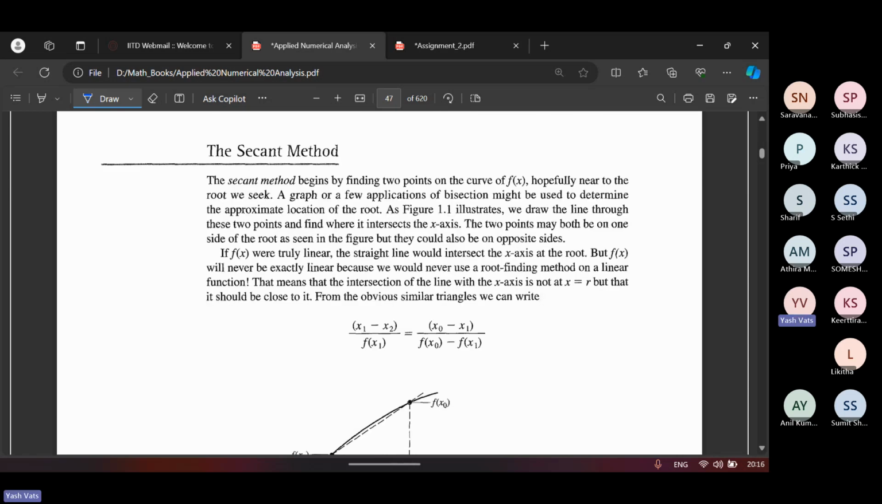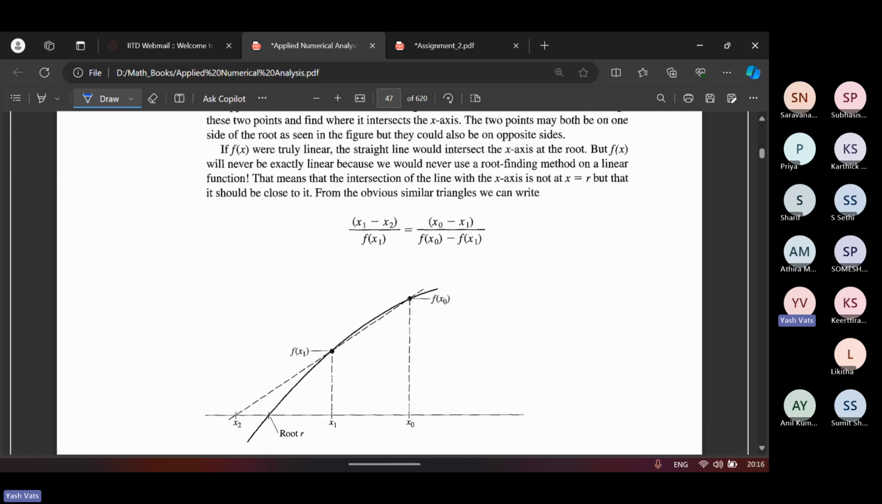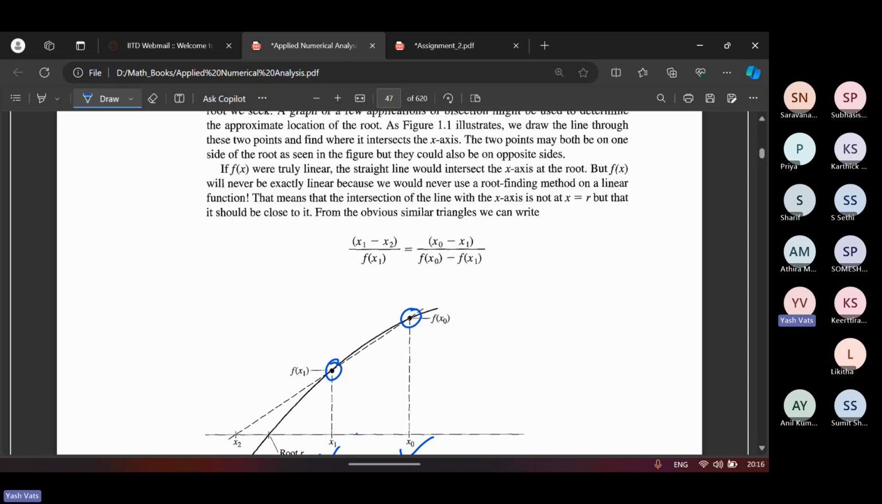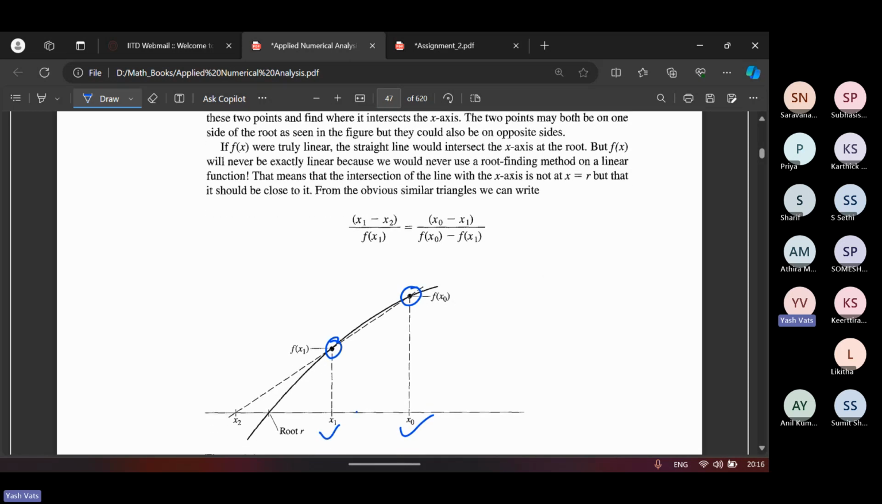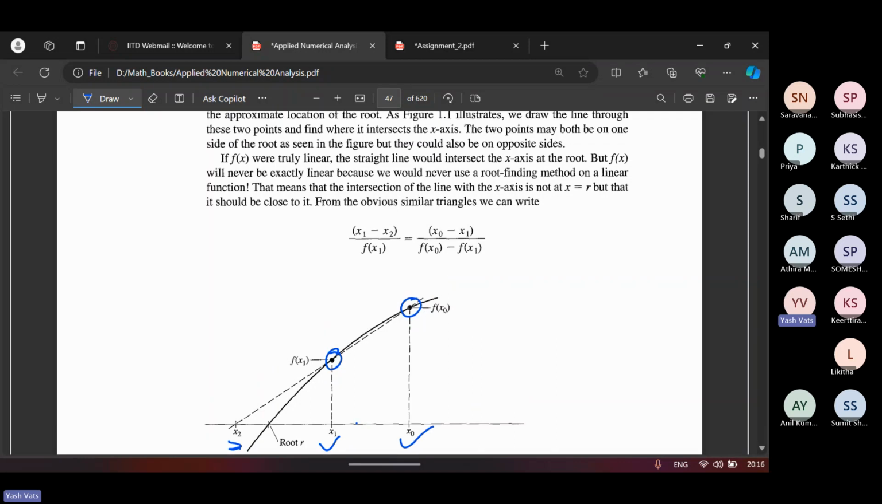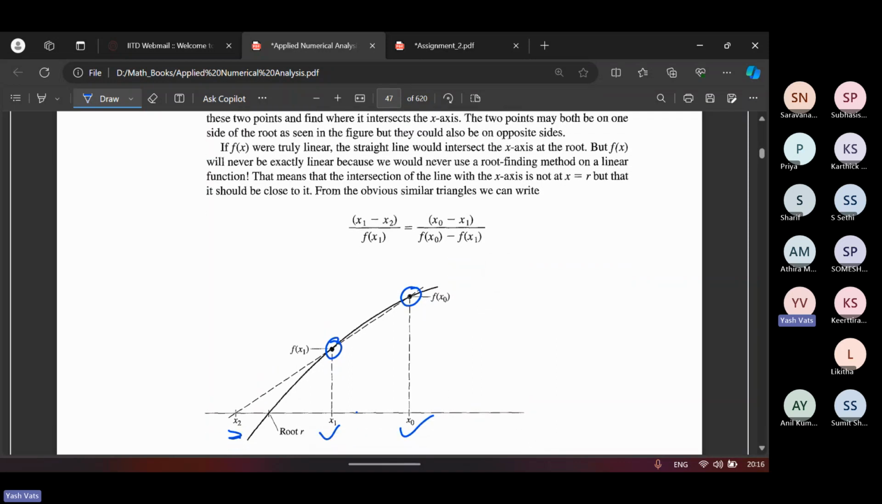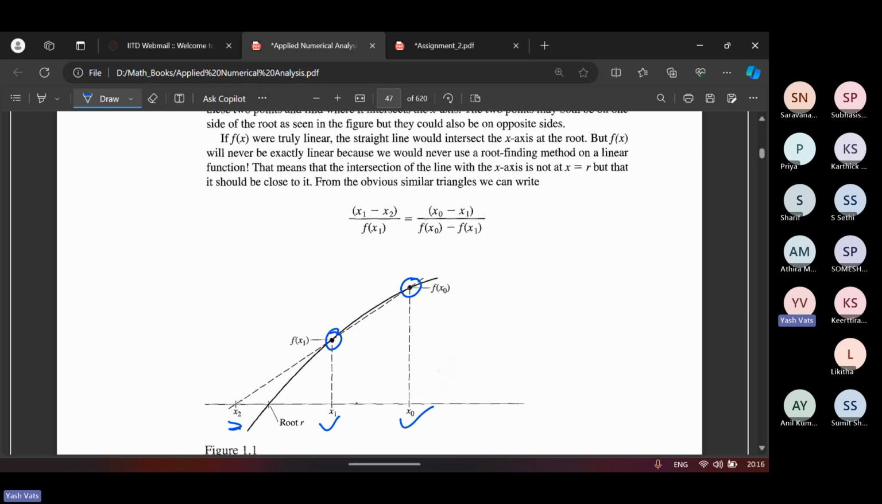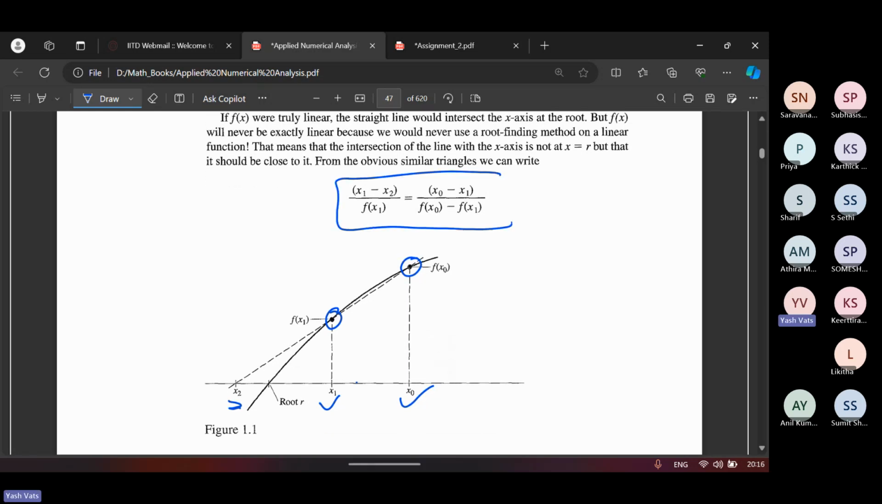We just start with any 2 points, first 2 points, say x naught and x1. On the curve of the function, we take the value of the function at 2 points, pass a line through them, and see where it cuts the x-axis, which is x2 here. They are using the similar triangle properties to get this relation.